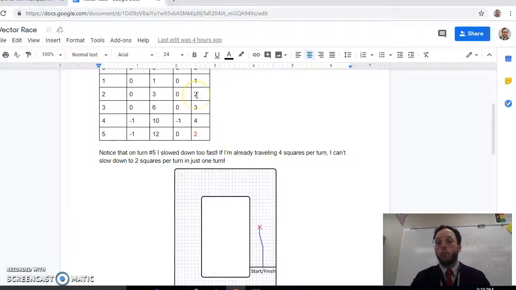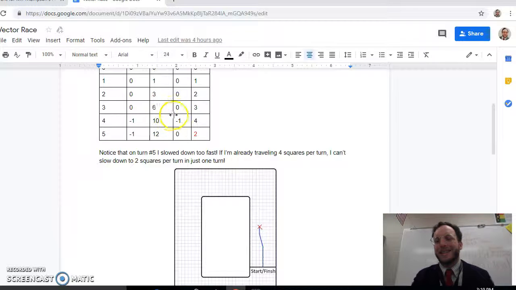On the second turn, we don't have to just go 1 square. We can go 2 squares per turn. We've accelerated to a speed of 2, which takes us up to a position of 3. We move 1 square the first turn, 2 squares the second turn. We're at 3. The same thing for turn 3. We've accelerated more. We're speeding up and speeding up. Now we're at 6, so that's 1 plus 2 plus 3 is 6.